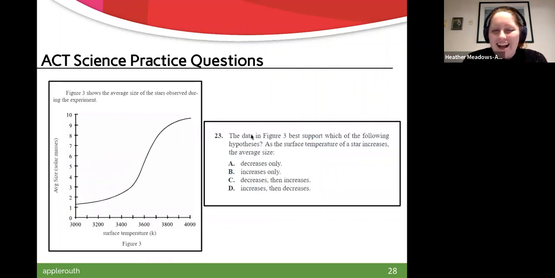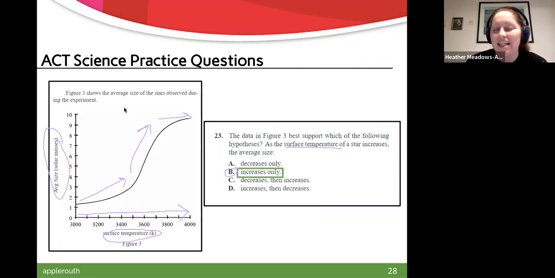Another one. The data in figure 3 best supports which of the following hypotheses? As the surface temperature of a star increases, the size does what? Okay, surface temperature is down here, and size is over here. So surface temperature increases. It goes from 3000 to 4000, so it's increasing this way. What's happening to the size? Well, the size is increasing. It's increasing, but faster, and it's still increasing. So it only increases. It increases the whole way. Nothing too crazy. Again, we're just word matching. We're just looking at the overall pattern of the graph.